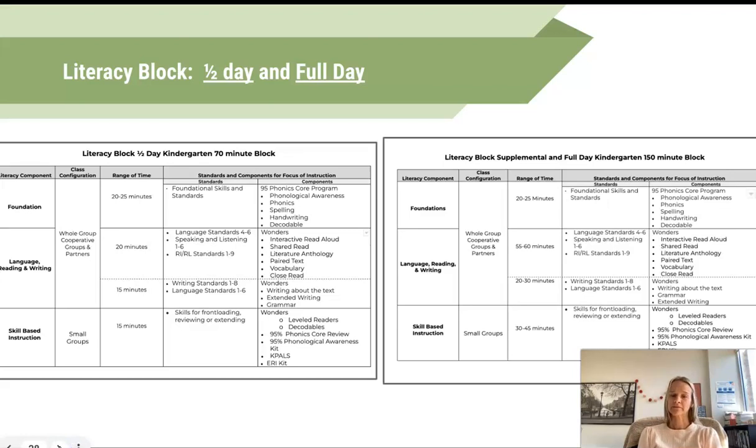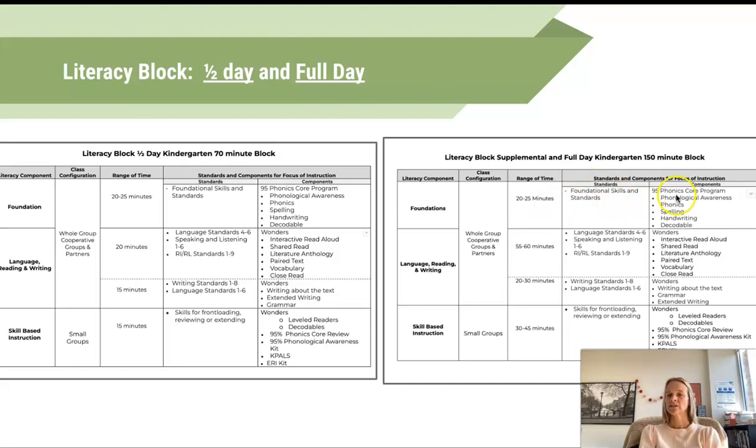Literacy blocks have been updated to reflect our new components of Wonders and 95 Phonics Core program. They are linked here for you, whether you teach the half-day program or the full-day program. Half-day you still have the 70 minutes and full-day you still have the 150 minutes. We have our literacy components with foundations, language, reading, and writing, and then you have your skills-based instruction, core instruction or tier 2 instruction, and your range of time. Being flexible with that, at the beginning of the year we're probably going to need a little bit more time when we're getting to know these routines, and that's okay.